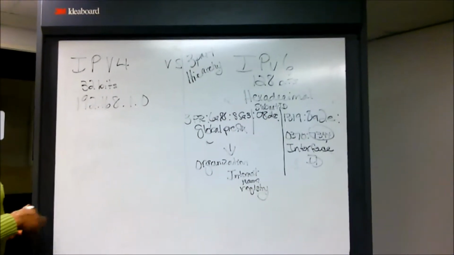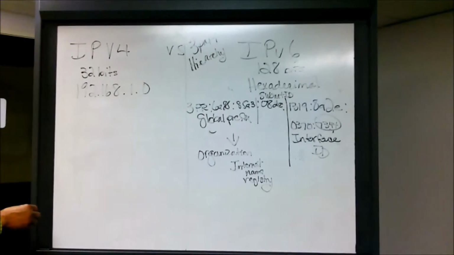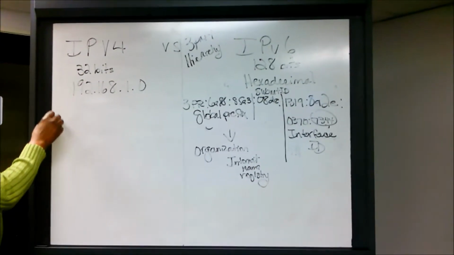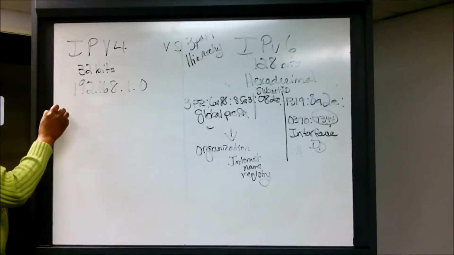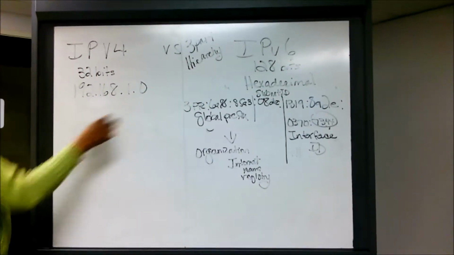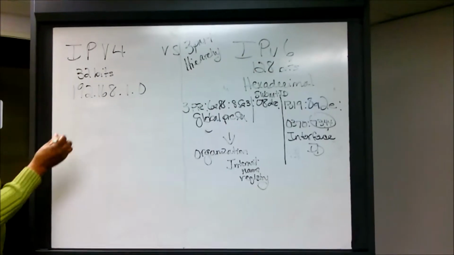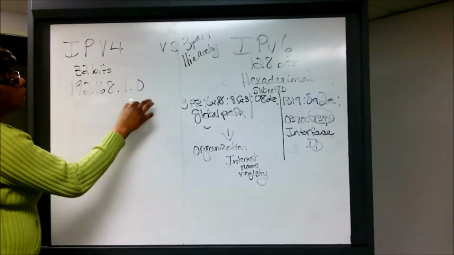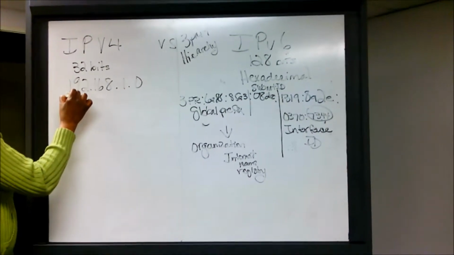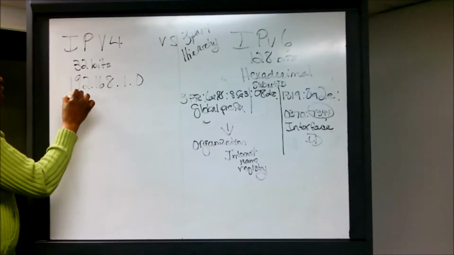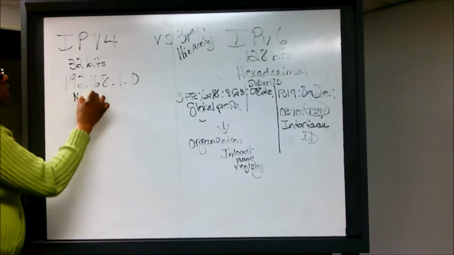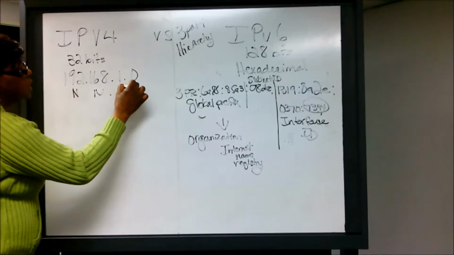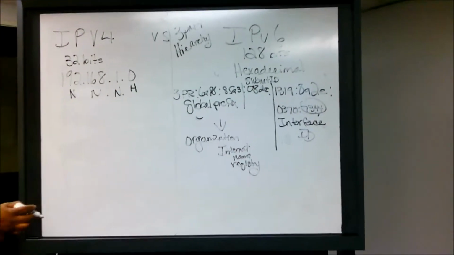So as you can see, I've already written it on the board. IP version 4 has 32 bits, and this is a C-class IP address that I have written out, starting with 192.168.1.0. The 192.168.1 represents the network, and this represents the host.